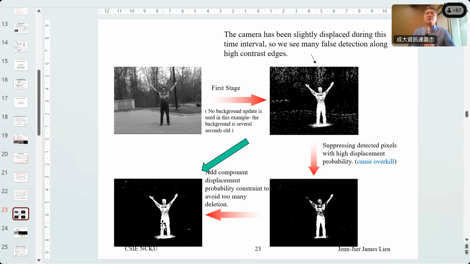Why do we need to do the pre-processing? Because of two things: noise, and second, lighting. The light will affect your result.